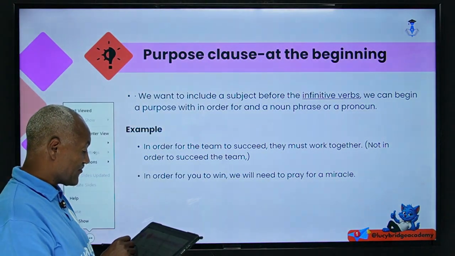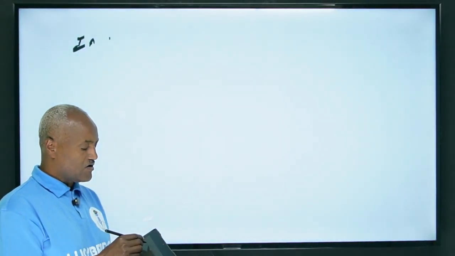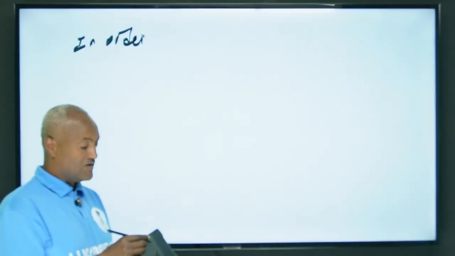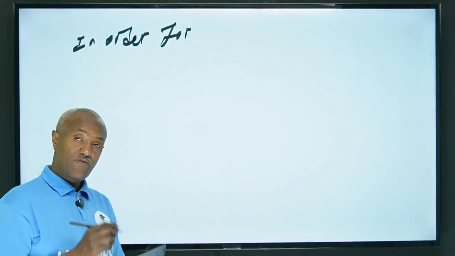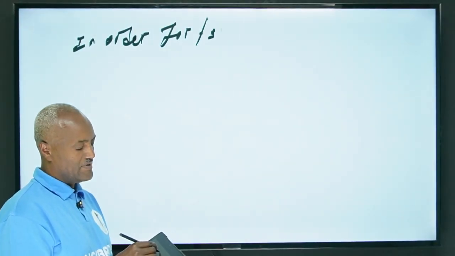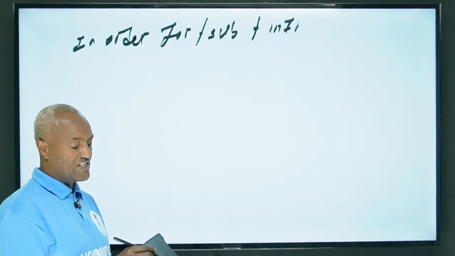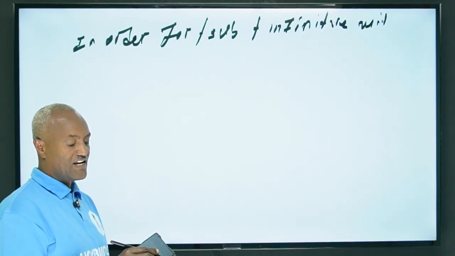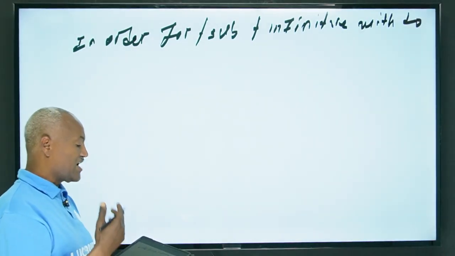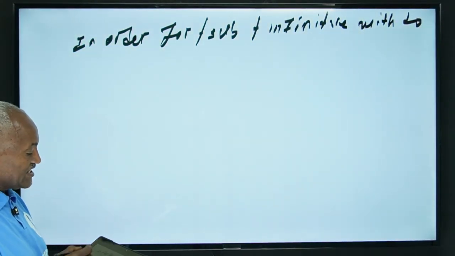For instance, the other pattern that you are expected to be familiar with is this one: in order for. In order for, that means you, the subject, then the pattern is subject, then infinitive with to. We can have this type of structure, infinitive with to. For instance, I can give you an example, but later on you will see much more about this example about in order for.